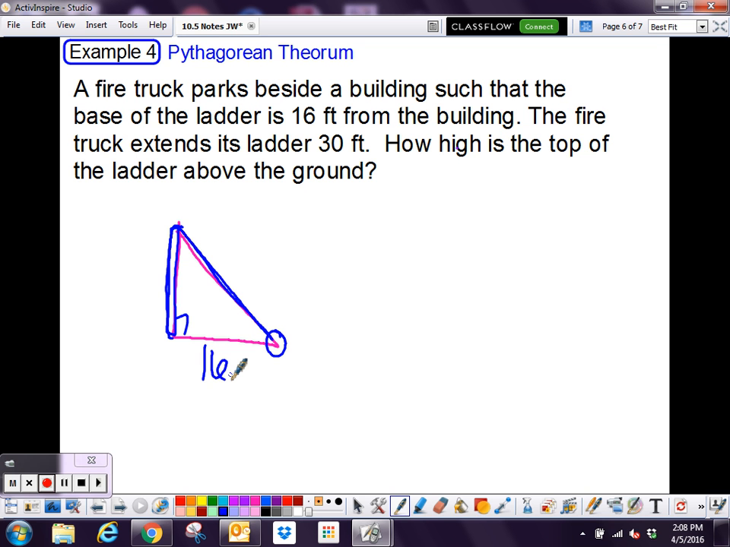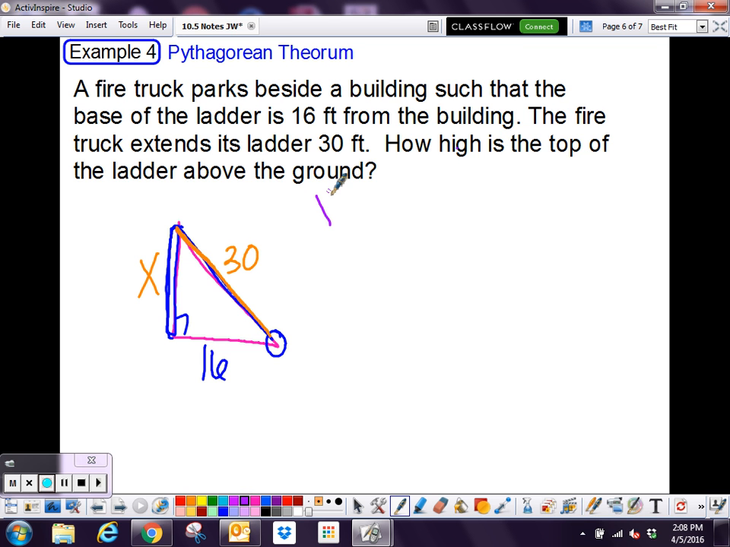The fire truck extends its ladder 30 feet. Okay, well here's the ladder leaning up against the building, so that is 30 feet. How high is the top of the ladder above the ground? So we're trying to figure out how high that building is, basically. The hardest part of these is figuring out where your numbers need to go. So you really need to be careful, because from here, the Pythagorean theorem is easy. It's just figuring out where those numbers go.